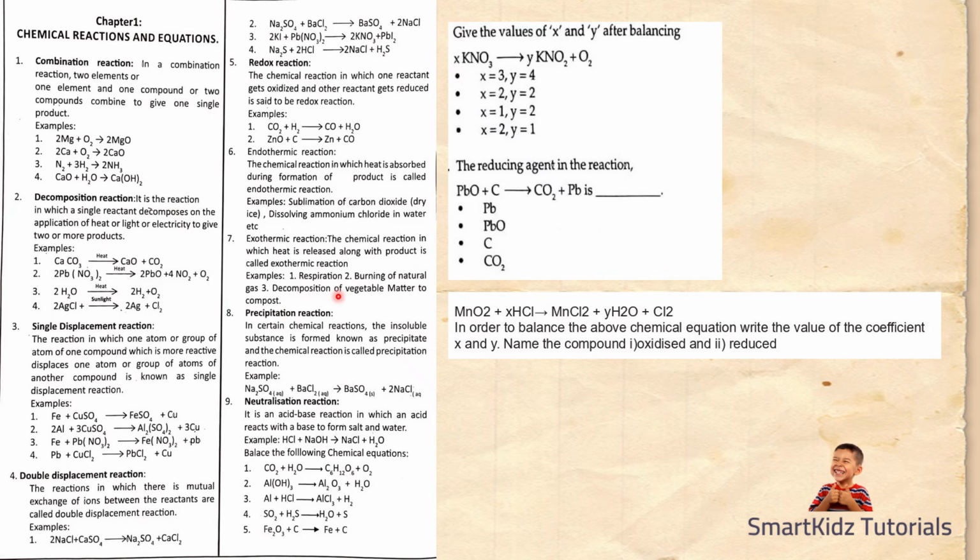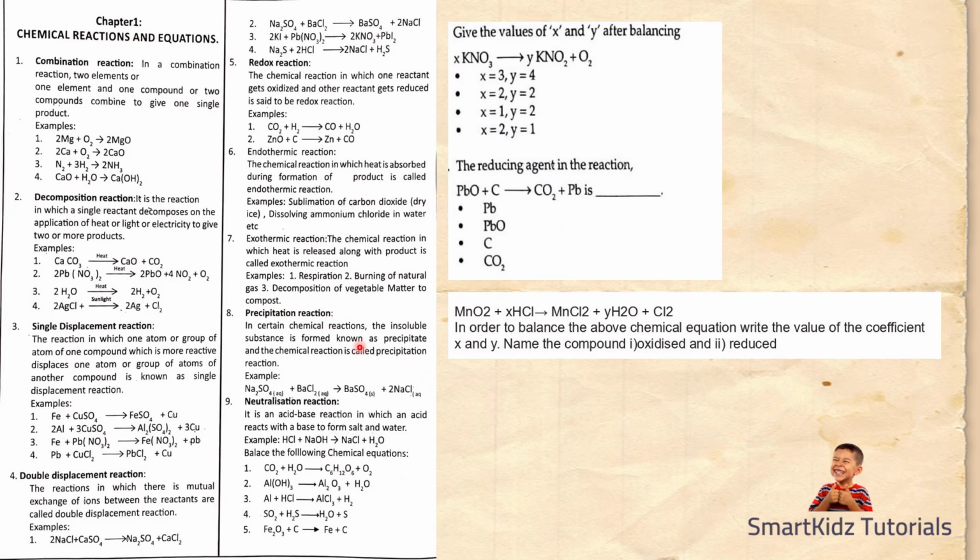Even when we blow air out, the air that comes out is usually warm, and it gets condensed during a cold season. That's why we see smoke-like vapor coming out of our mouth. So that's an exothermic reaction. Burning of natural gas, decomposition of vegetable matter to compost: these are all examples of exothermic reactions.